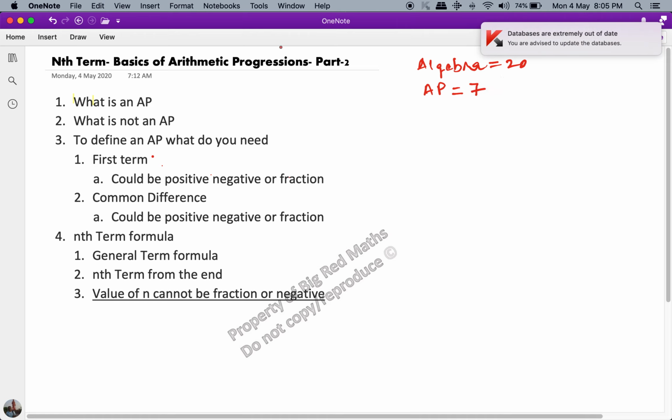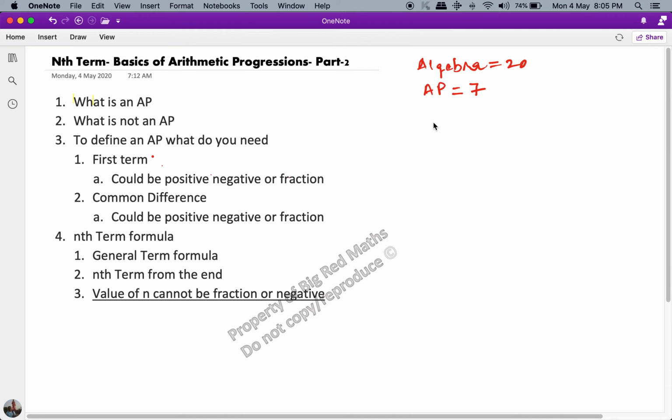So let's start studying something which is very interesting, and it has a lot of practical utility in life as well. What is an AP? An arithmetic progression is basically any series in which the consecutive terms have the same common difference. I'll give you an example.